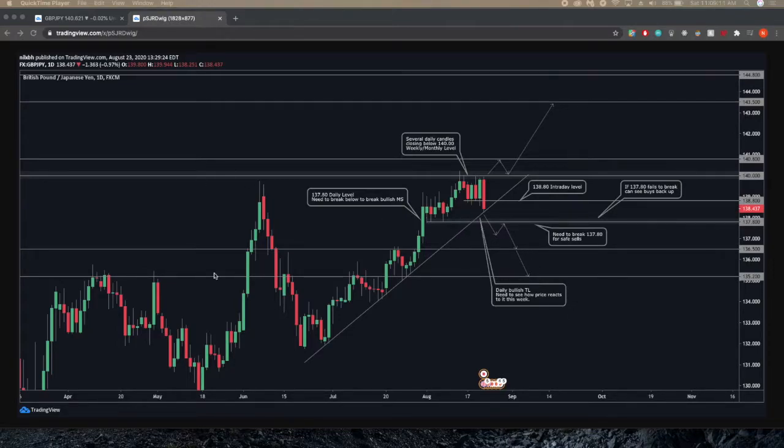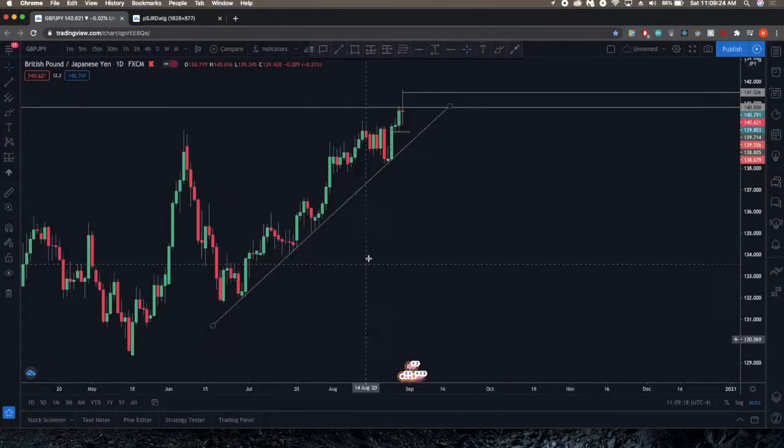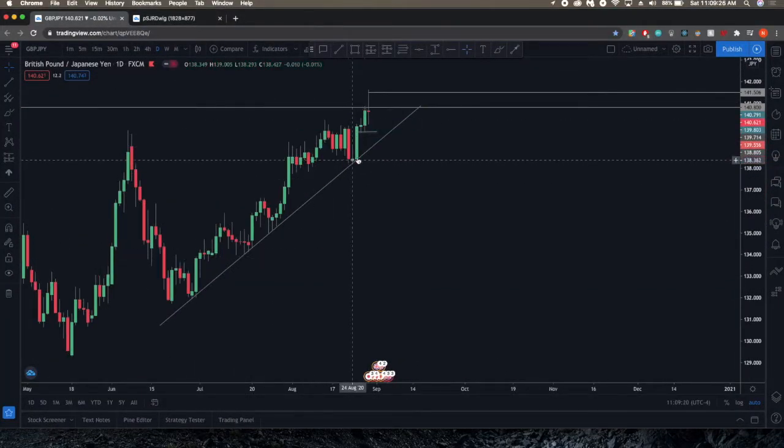structure for safer sells. So I said that with the daily bullish trend line, we need to see how price reacts to this level, right? There's also an intraday 138.800 level, and then our resistance at 140. So let's see how it played out. So this is how we reacted to the trend line. One second, let me just add this level here.